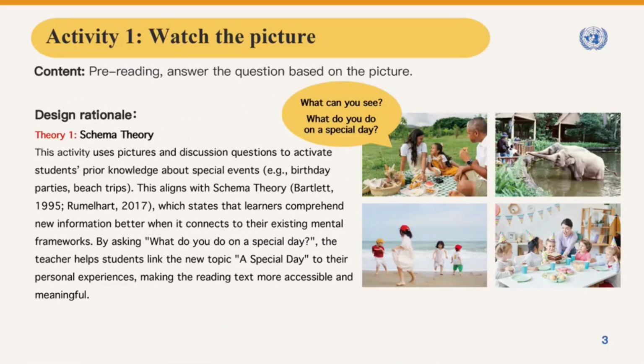Now let me introduce the main activities of this lesson one by one. The first activity is watching the pictures and answering questions. It is a pre-reading stage. I will show students pictures about special days, like birthday parties and so on, and ask them simple questions such as, what can you see? What do you do on a special day?